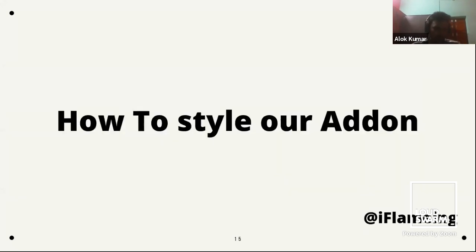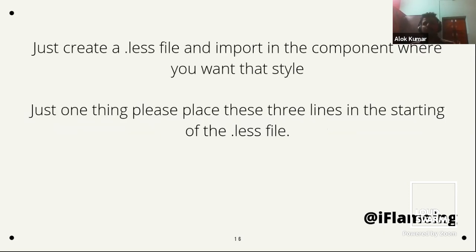We created everything for the add-on, and now I want to style it. So how can we do that? You can style your add-on by just creating a less file and importing it in the component where you want to style. So just create a less file in the root directory, and put some CSS into that.